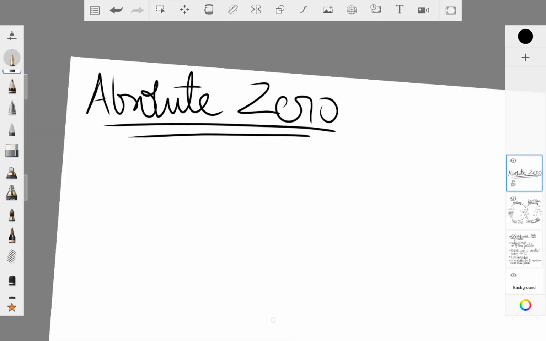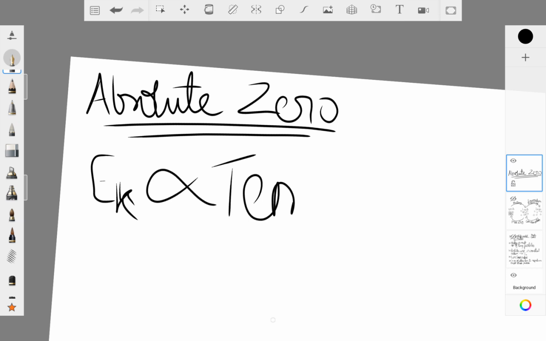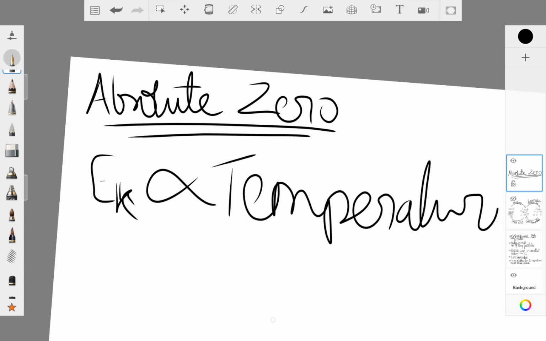Right. So, the next thing that I want to talk about is the idea of absolute zero. Now, absolute zero is, theoretically speaking, the lowest possible temperature that matter can reach, where the particles have the least kinetic energy. Over here, I want you to recall that the kinetic energy of particles is directly proportional to temperature. So, if temperature increases, then kinetic energy also increases. And similarly, if you decrease the temperature, you can decrease the kinetic energy.